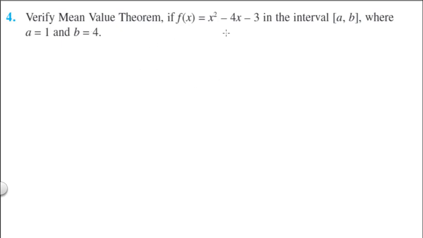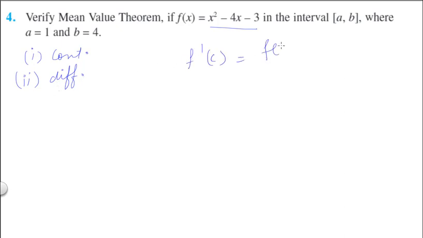Clear? In this case, f of x is x square minus 4x minus 3. You see, this is a polynomial function. It is continuous as well as differentiable. Hence, we can say that Lagrange's theorem is applicable to it. First condition of continuity is there, and second condition of differentiability is also there, being a polynomial function in the interval, right? Now, if this is there, f dash c will be equal to f of b minus f of a divided by b minus a.